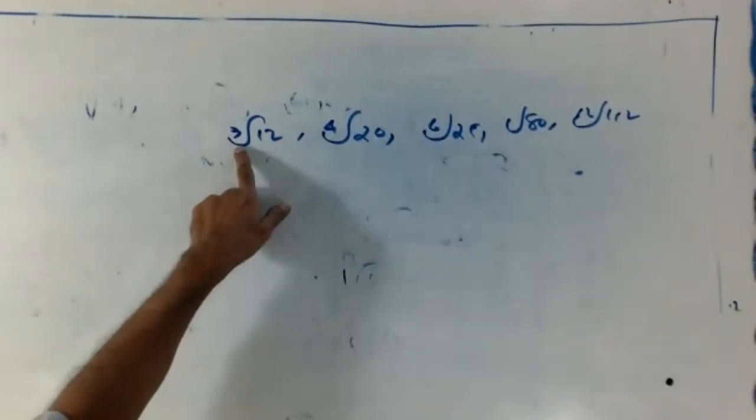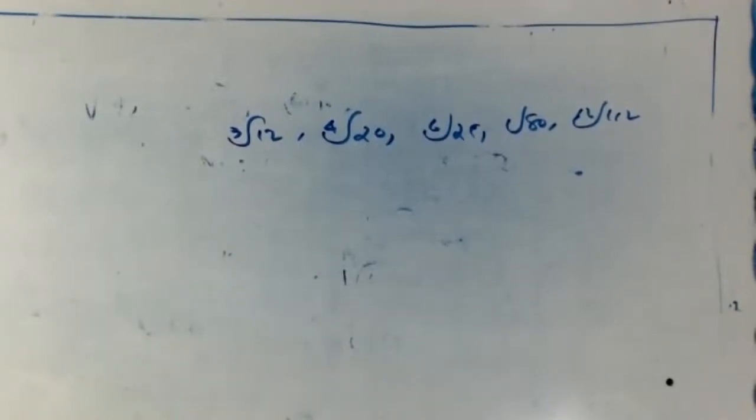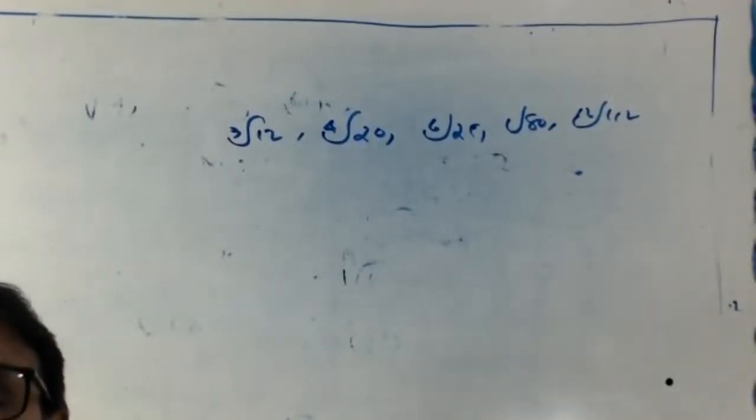Question. Cube root of 12. Fourth root of 20. Sixth root of 25. Root of 80. Then 12th root of 112. Right.